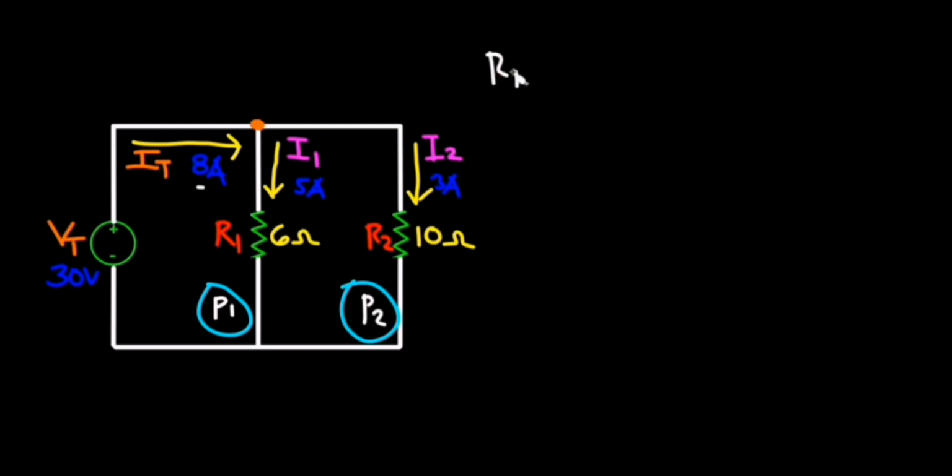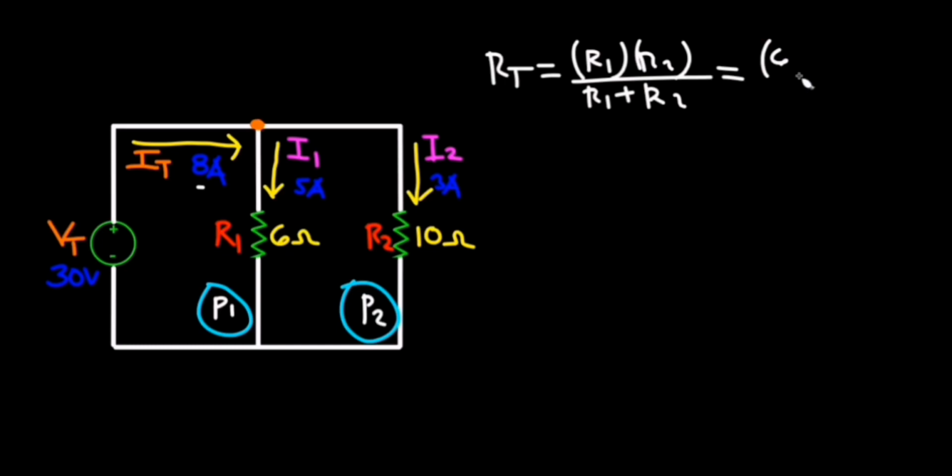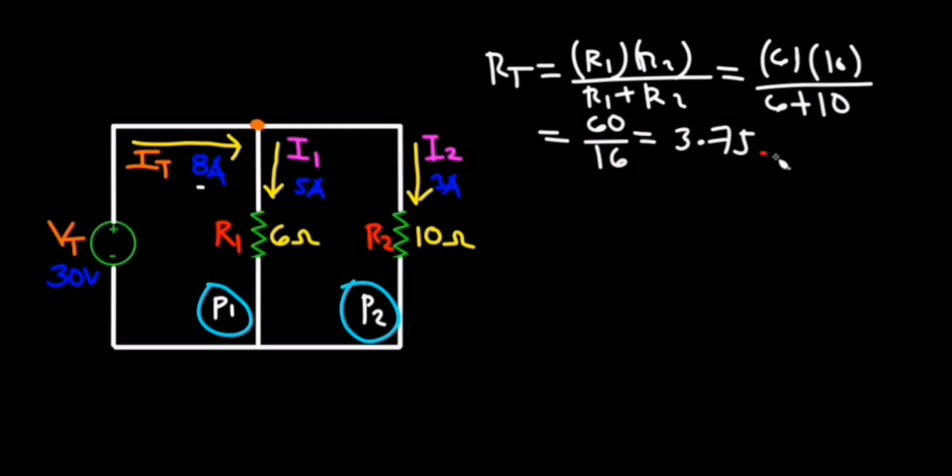Lastly, is the total resistance, which is equal to the product over the sum of two parallel resistors. R1 multiplied by R2 all over R1 plus R2. RT is equal to the product of 6 and 10 all over 6 plus 10. It will be 60 over 16. And the answer is 3.75 ohms.